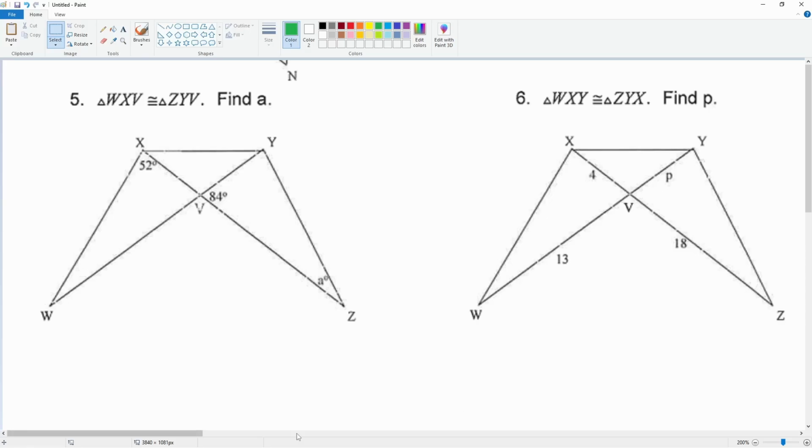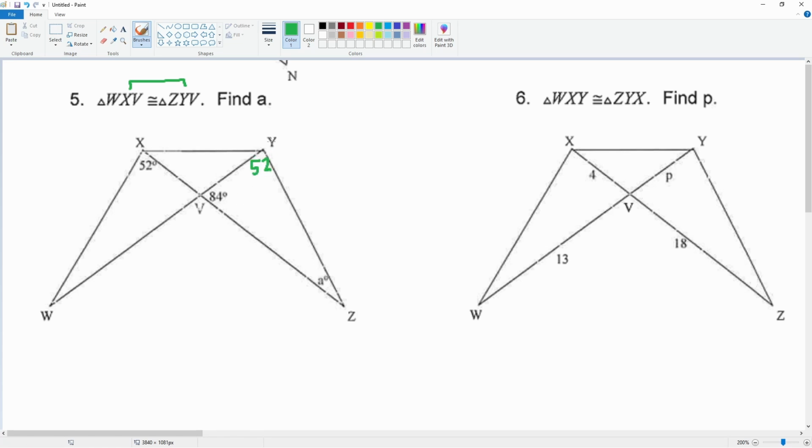All right, here number 5, you have triangle WXY is congruent to triangle ZYV. What is angle A, or what is A? Well, notice that here you have angle X, which is in the third spot. That corresponds to the Y. So we can put a 52 here.